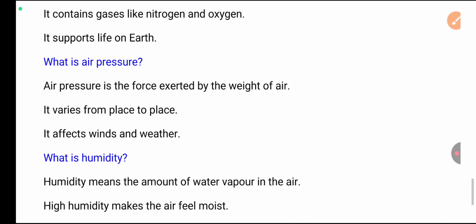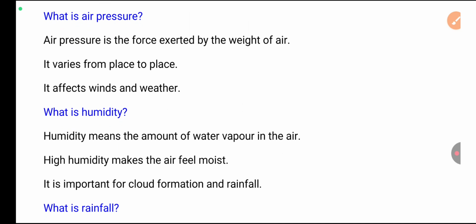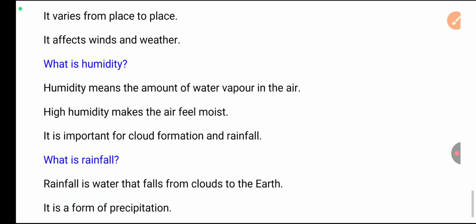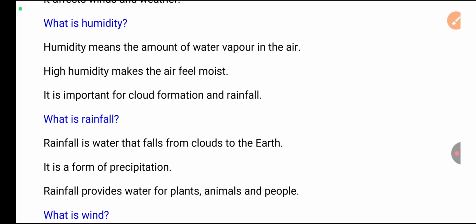Now moving on to the question. What is air pressure? Air pressure is the force exerted by the weight of air. It varies from place to place, and it affects wind and weather. Now moving on to the question. What is humidity? Humidity means the amount of water vapor in the air. High humidity makes the air feel moist. It is important for cloud formation and rainfall.